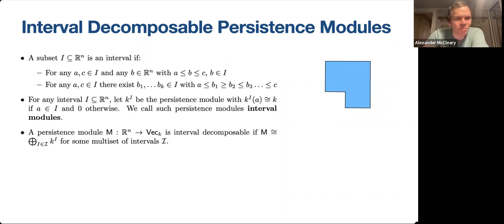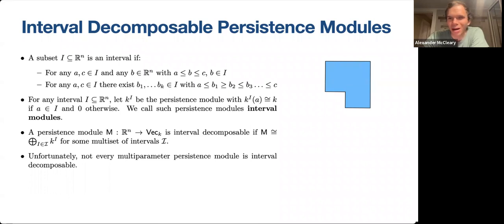Okay, so we can now say that a persistence module is interval decomposable if it breaks down as a direct sum of interval modules for some multi-set of intervals. So this would be the goal, right? This is what we have in the 1D case, that every persistence module is interval decomposable. They all break down very nicely, and we can work with those pieces, and those pieces give us the barcode.